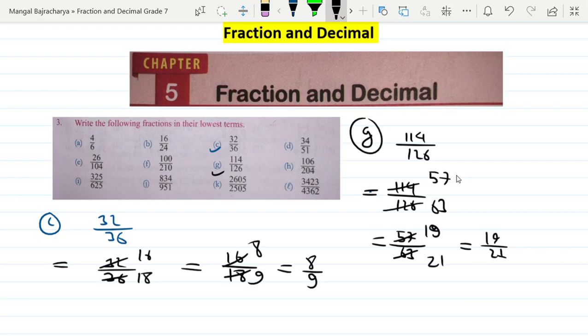And 19 is a prime number, so it's not divisible by any other number. Though there is 21 below, which is divisible by 3 and 7, these two, numerator and denominator, are not sharing any common factor, so it's the reduced form of 114 by 126. So I guess you can do all of the numbers by yourself, just have to understand this number C and D. That's it. So go for it, you can do it by yourself.